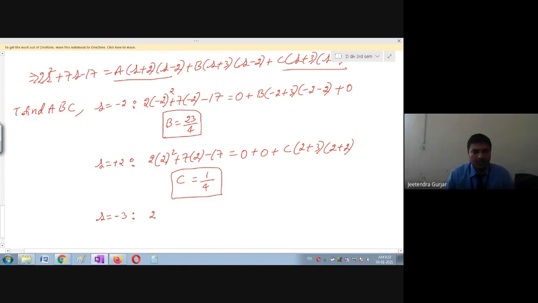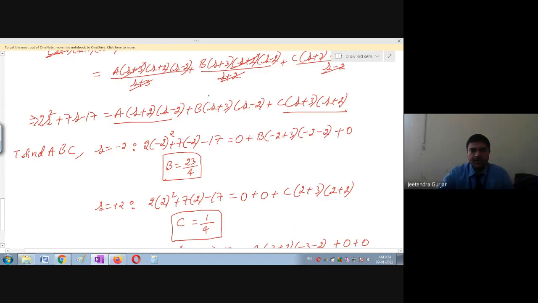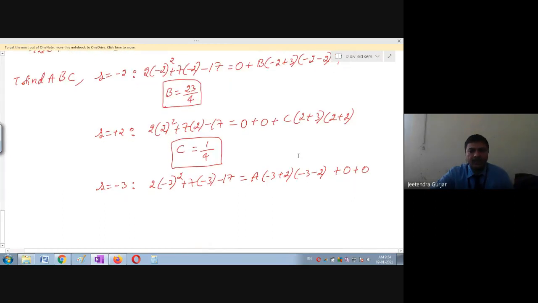So you understood how to solve the partial fraction. So I will substitute minus 3 in this equation. You can see substituting the value of minus 3, we get minus 3 plus 2 and minus 3 minus 2. B is 0 and C is 0, because here you can see minus 3 plus 3 will become 0. This is again minus 3 plus 3. So this is also 0. Only A value will get. So can anybody tell me what is the value of A?